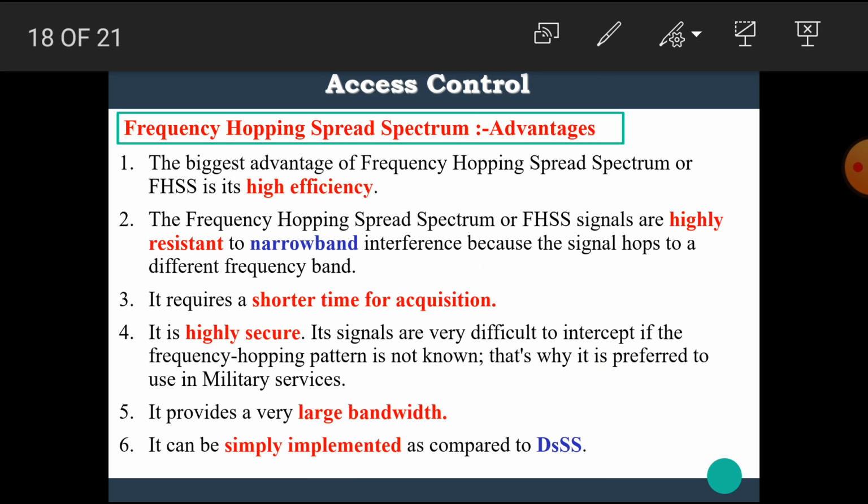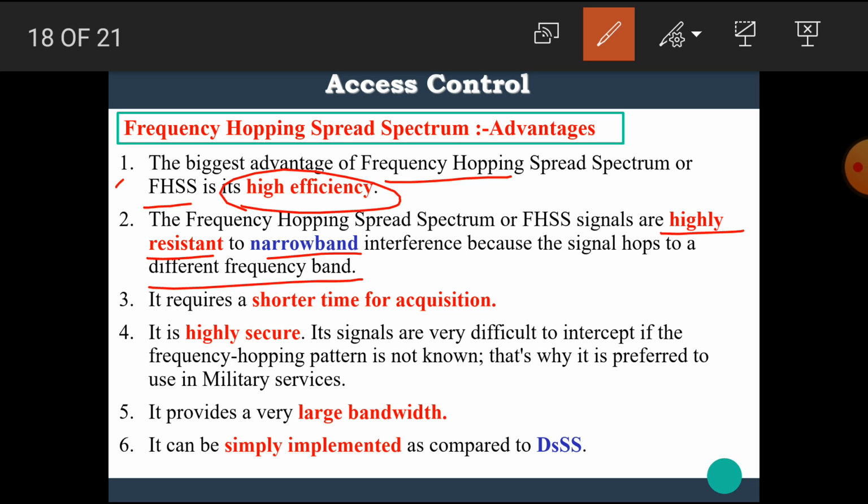Okay, now let's see the advantages of frequency hopping spread spectrum. There are a number of advantages. Let's see some of them. The first one, the biggest advantage of FHSS, is its high efficiency. FHSS signals are highly resistant to narrowband interference because the signal hops to different frequency bands. It requires shorter time for acquisition.